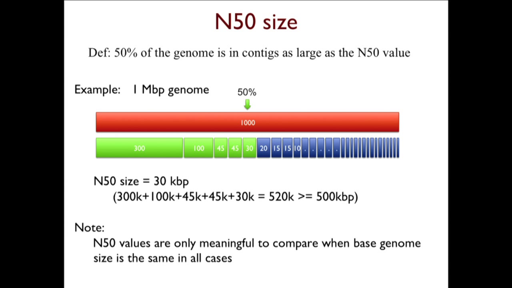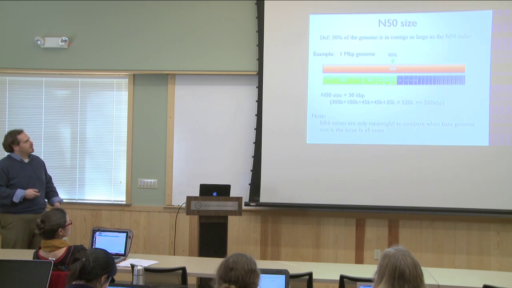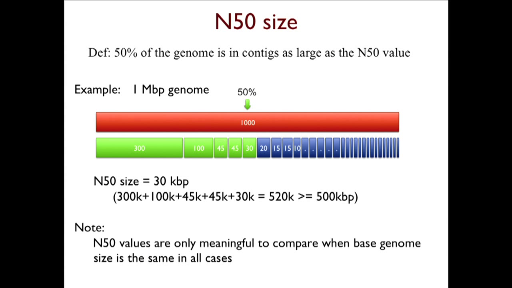So instead, the most common metric for summarizing a genome assembly is this funny metric called the N50 size. The N50 size is the size such that half of your assembly is in contigs this size or larger. To give a concrete example, here's my hypothetical 1 megabase genome. The largest contig is 300 KB. That doesn't reach the halfway point. 300 plus 100 doesn't reach the halfway point. Plus 45 doesn't quite. It's not until we get to 30 kilobases that we finally reach halfway across the genome.